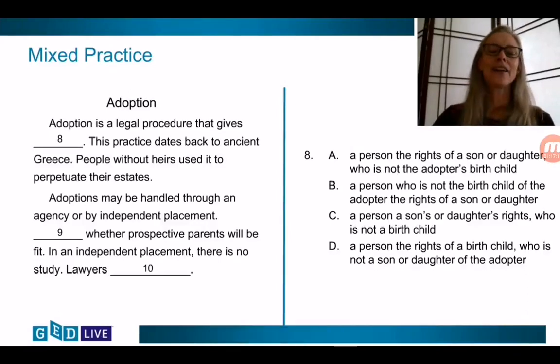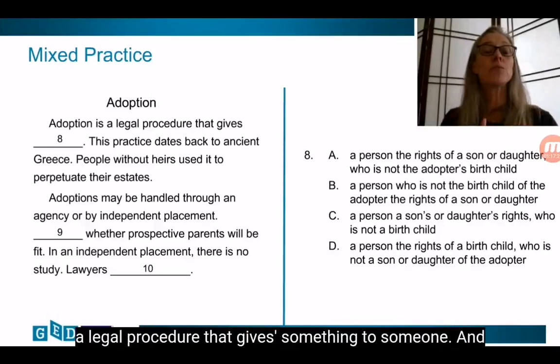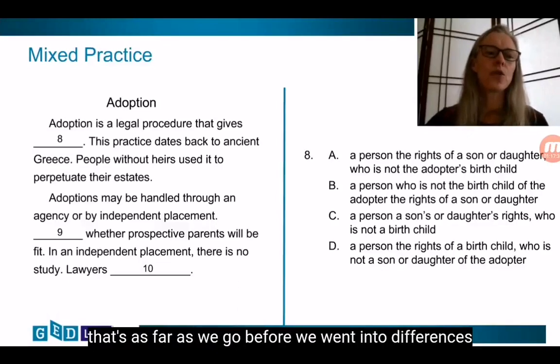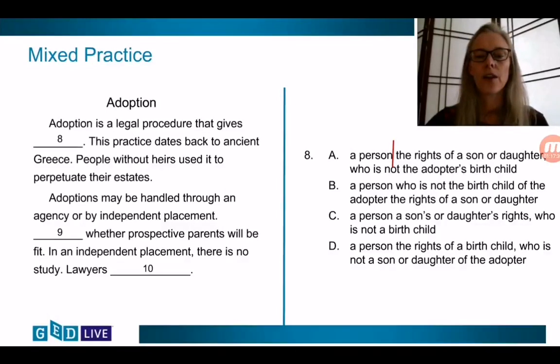And welcome back. So we can see that all the answer choices, adoption is a legal procedure that gives something to someone, right? And so all of the answer choices begin with a person. But that's as far as we go before we run into differences among the answer choices. So let's go ahead and take a look.